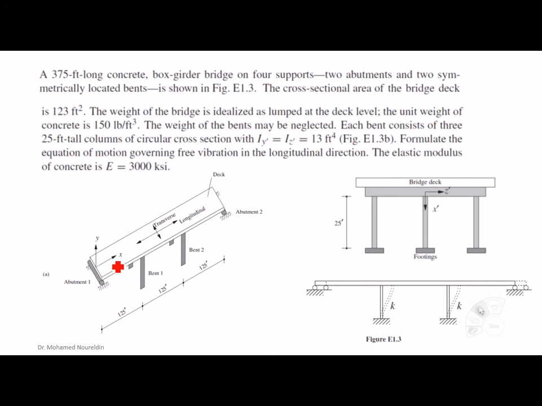Okay, and we have the direction here. This is X, the vertical is Y, this is the longitudinal, and here this is the transverse. The distance between the abutment and the supports is 125 feet.